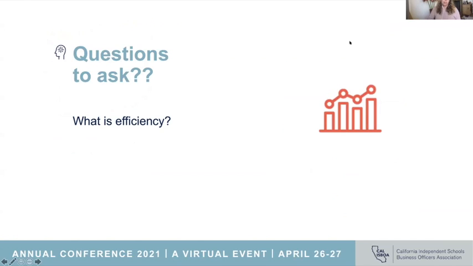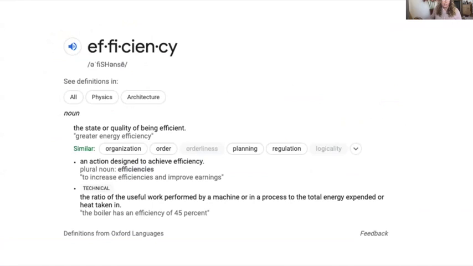What is efficiency? When you're looking at your business office, and the tools that you use in the business office, I think the first thing to talk about is what is efficiency? I just pulled up the Google definition of efficiency: the state or quality of being efficient, an action designed to achieve efficiency, the ratio of the useful work performed by a machine or in a process to the total energy expended or heat taken in. And I think that last definition is kind of where we're going to focus a little bit.